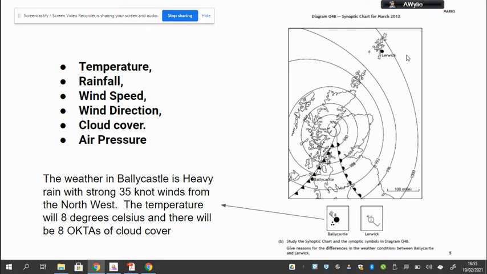Now, the way of determining that is that the numbers on each isobar are generally below 1,000, or at least below 1,012. But normally they'll be in the 900s. The second key clue is that the isobars will often be quite close together. Now, once you know that you're in an area of low pressure, you can then make some assumptions.